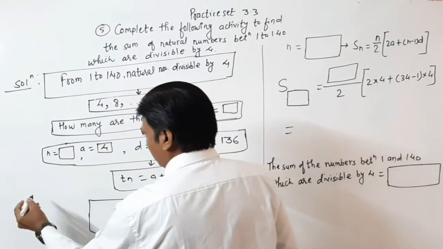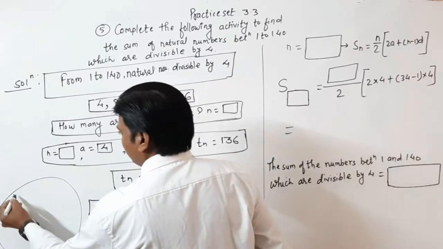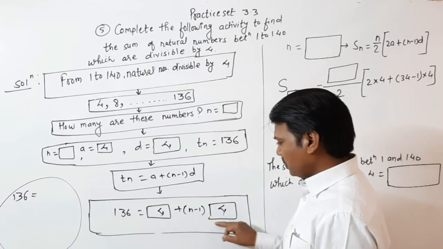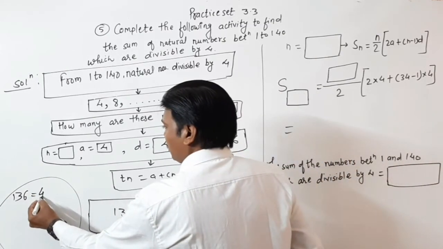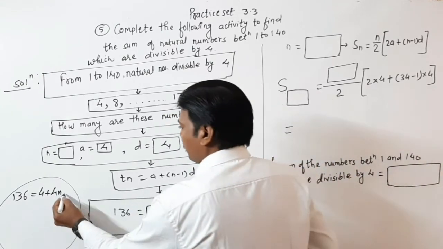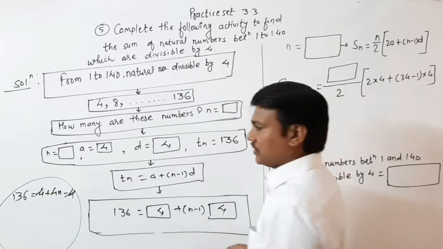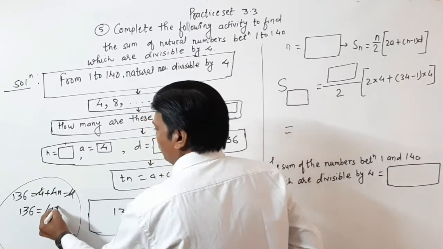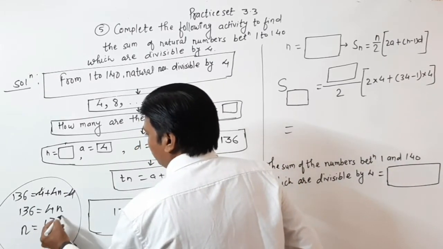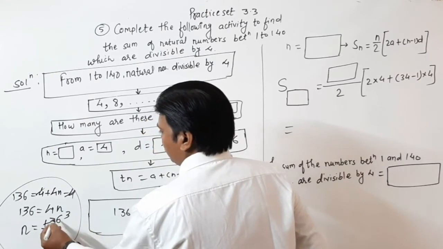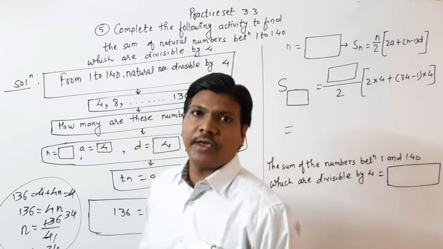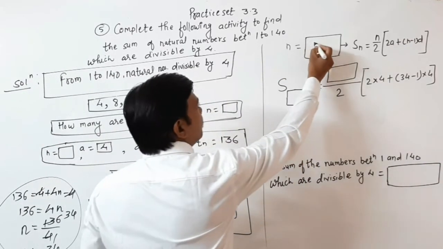So next step we do here in rough. See, 136 equal to 4 plus n minus 1 into this 4. So first do this bracket multiplication. So here 4 plus n into 4, that is 4n, then minus 1 into 4, minus 4, then minus 4 and plus 4 get cancelled. So 136 equal to 4n. So what is n? For n we divide 136 by 4, so n equal to 136 divided by 4. 4 ones are 4, 4 threes are 12 and 4 fours are 16. So this n equal to 34. So put this n in the next box, that is n equal to 34.